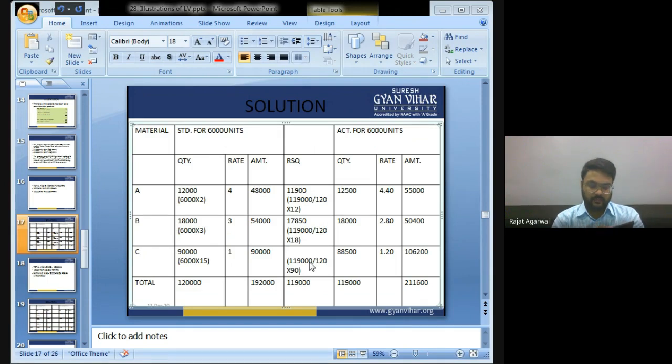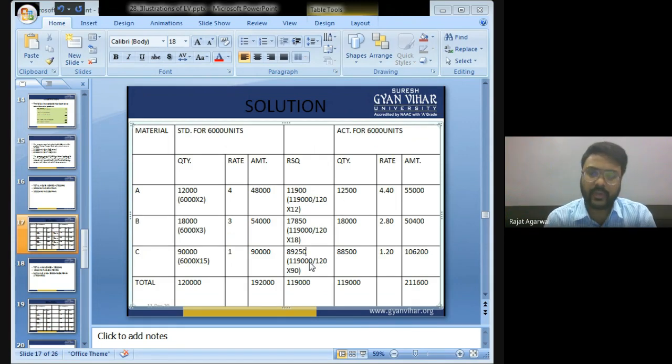1,19,000 divided by 120 into 90 is 89,250. Now we can check the answer. 11,900 plus 17,850 plus 89,250 equals 1,19,000. So now we have the revised standard quantity also.